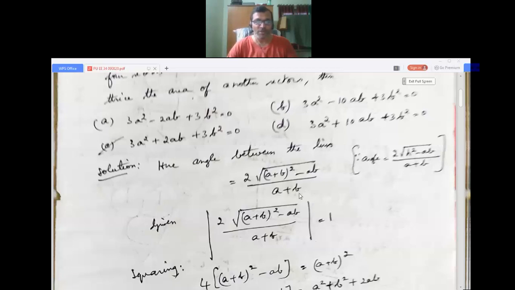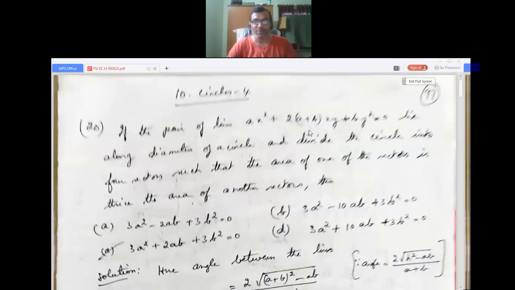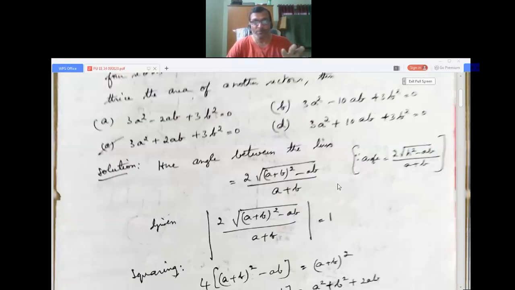Why? Because comparing, a is a only, 2h equals 2(a plus b), so h is a plus b, and b is b. Comparing with the standard form, ax squared plus 2hxy plus by squared equals 0, we find a, h and b. These are all the fundamentals. So substituting in the formula, we get like this.